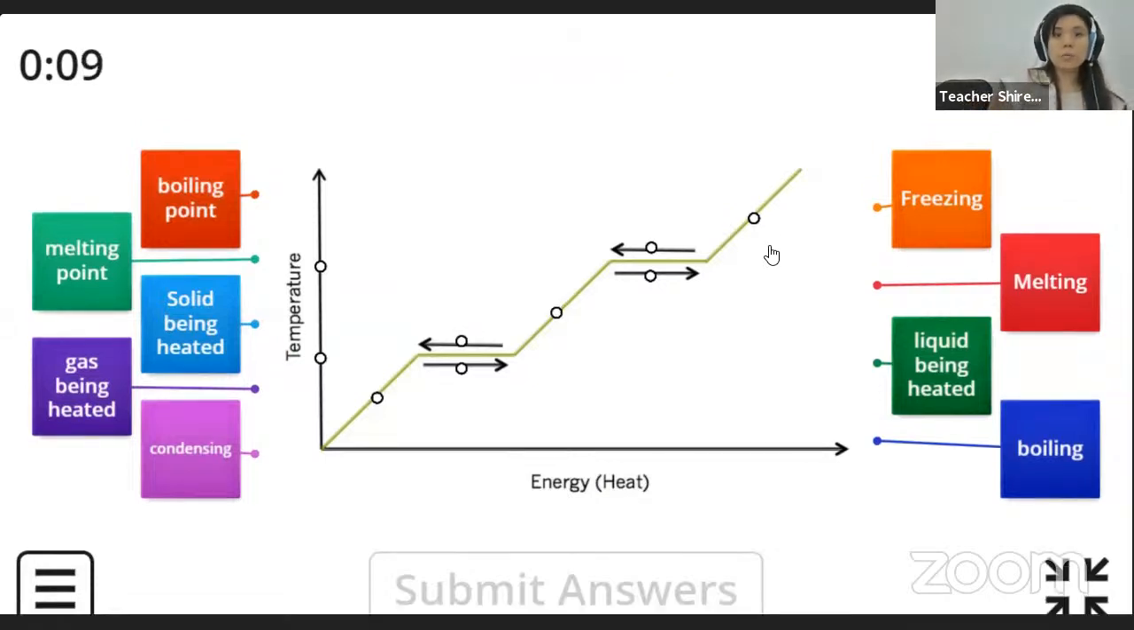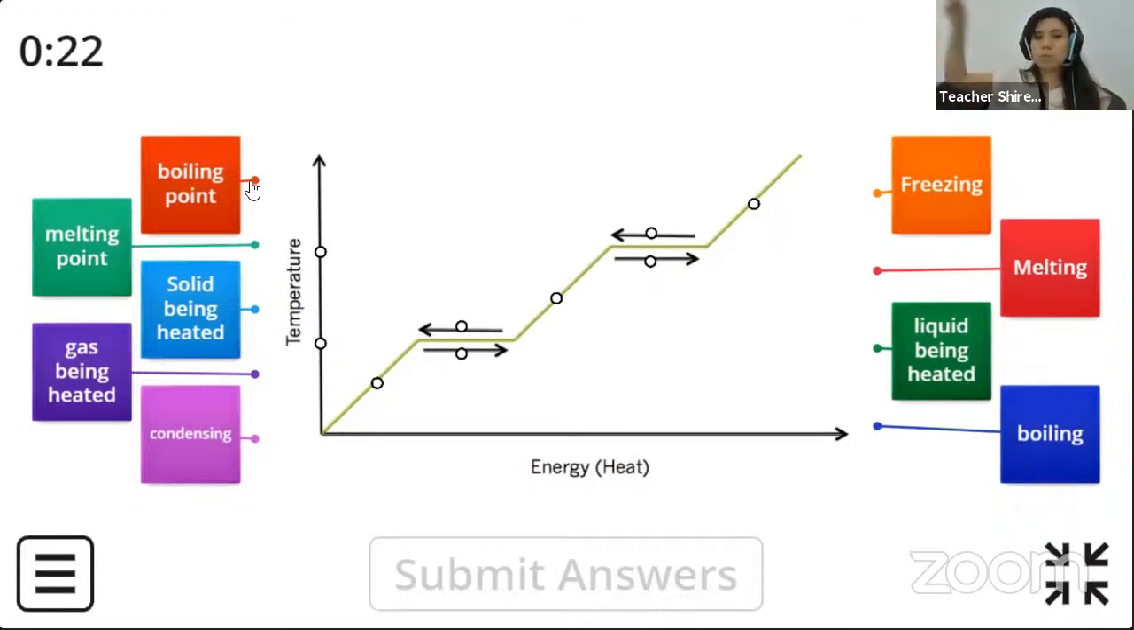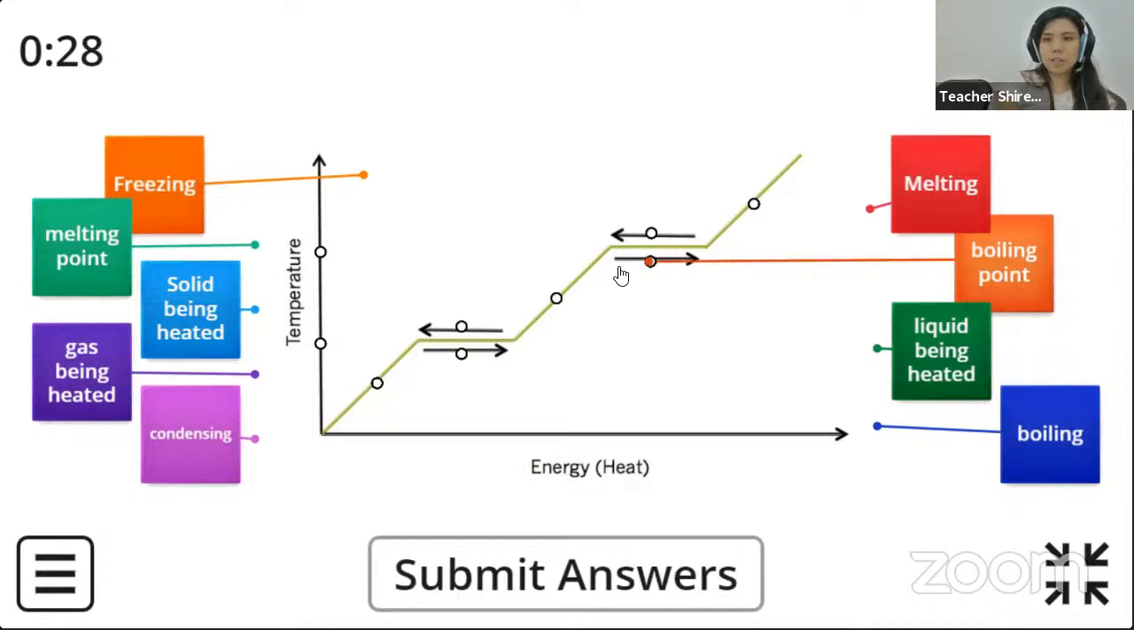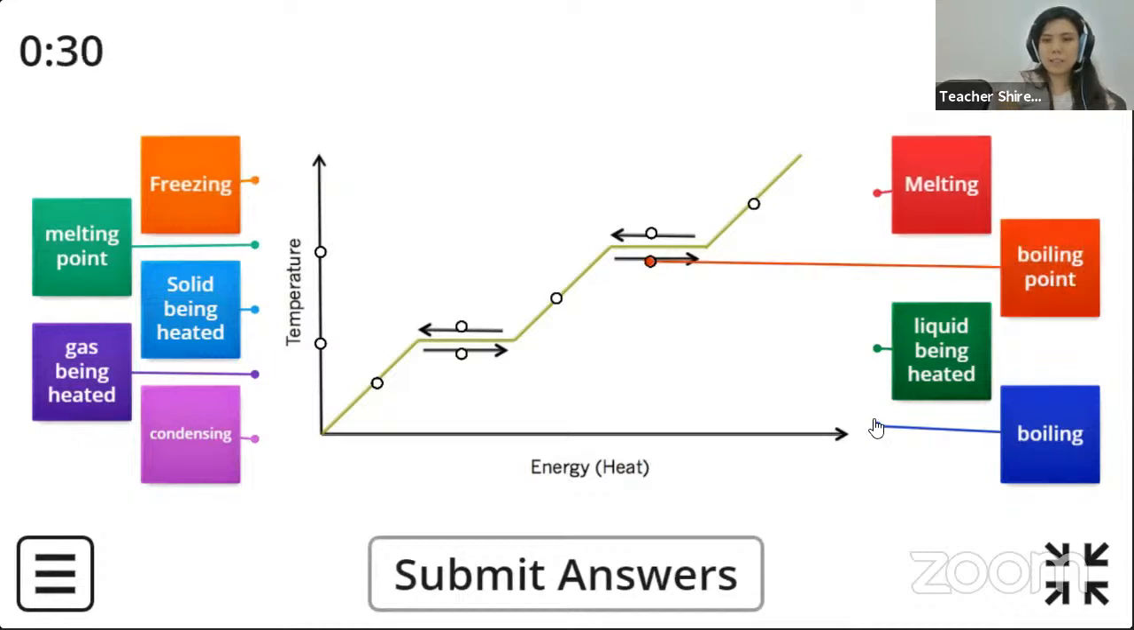Okay, this one has 3 states of matter: solid, liquid, gas. That's why you see there are 3 levels. Now some of it is being heated, some of it is being cooled. Heated means that the temperature goes up, so you see the arrow going up, that is heated. Okay, so boiling point is the one.